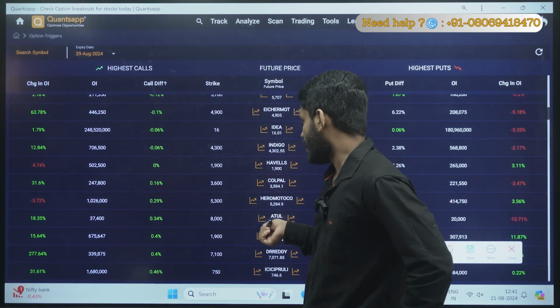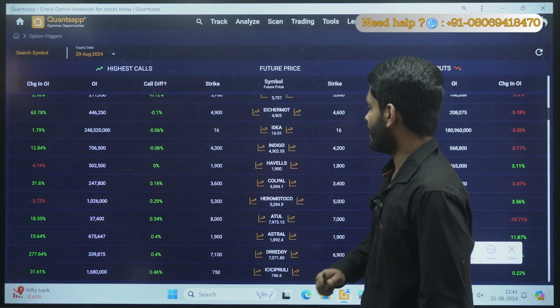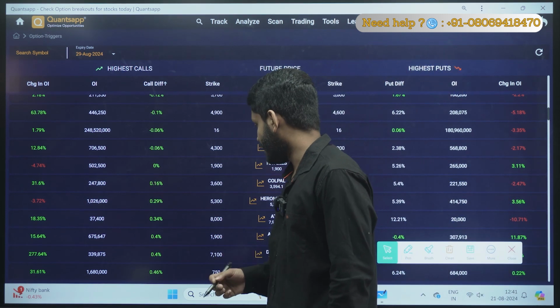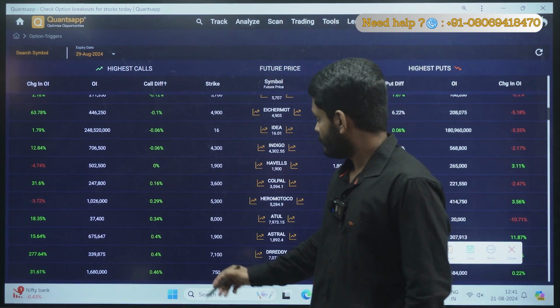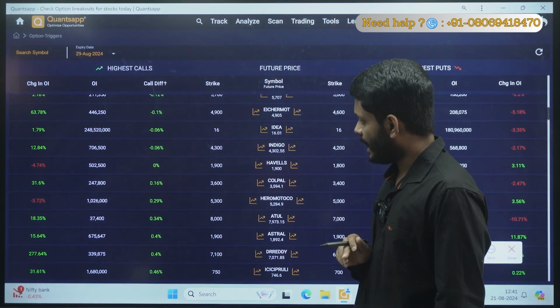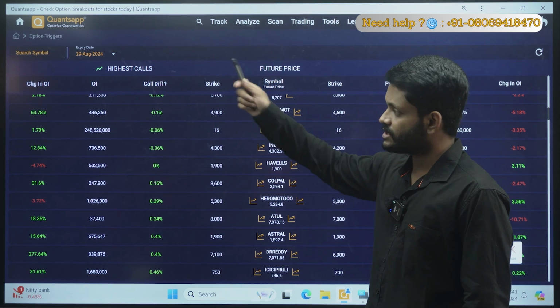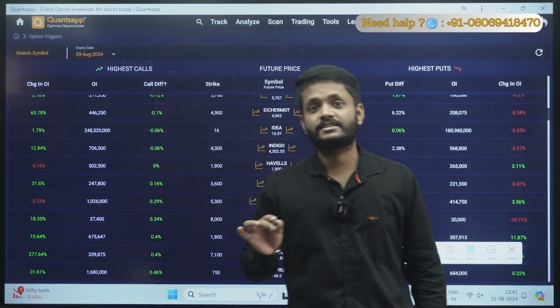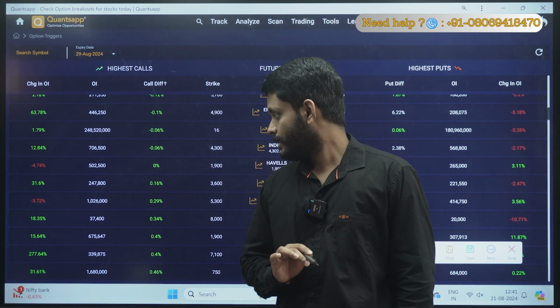If you see Atul, see Dr. Reddy, 7071 is the current price, 7100 is the resistance. This call difference is fitting my criteria, it is between 0 to 1%. Now check the first column, change in OI. What is it saying? 277.64% positive. Can you see?